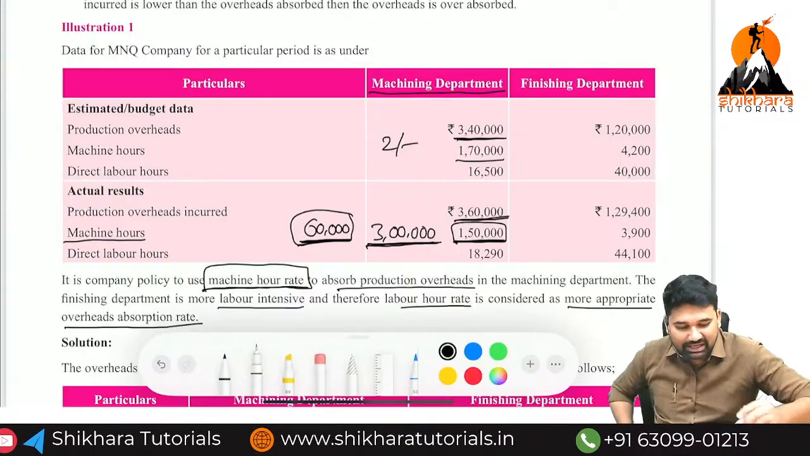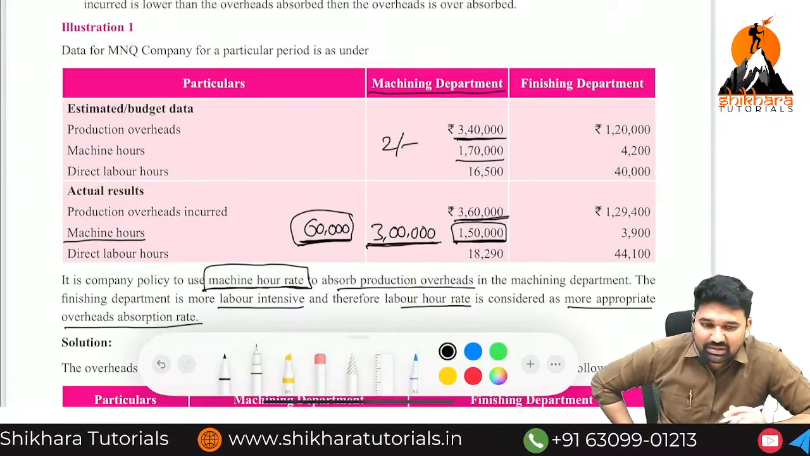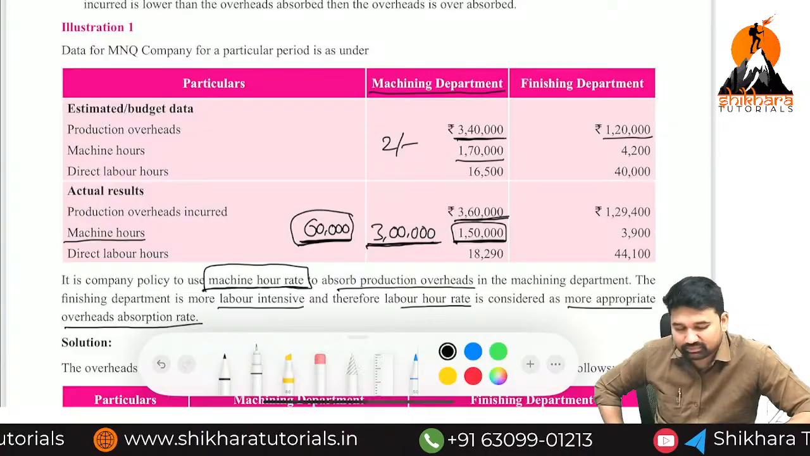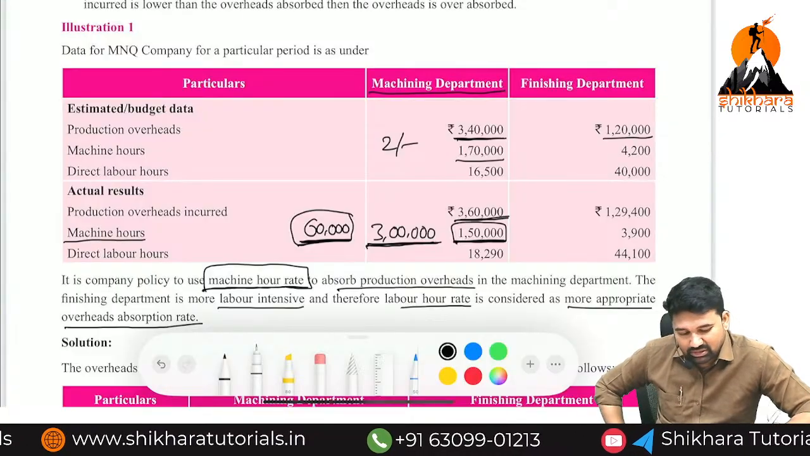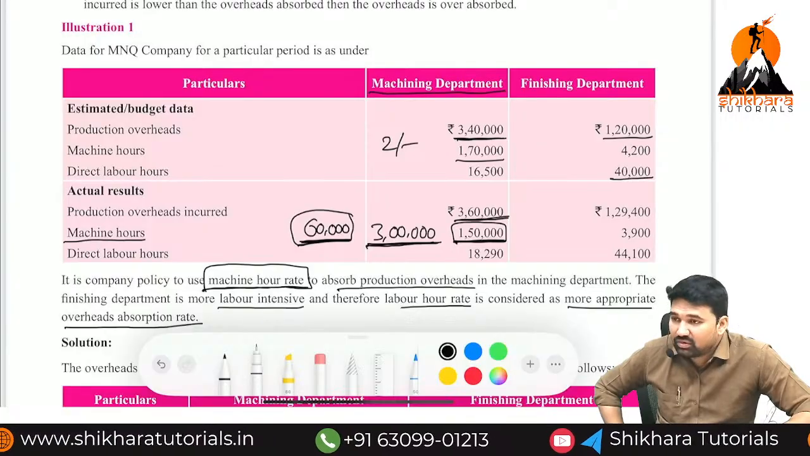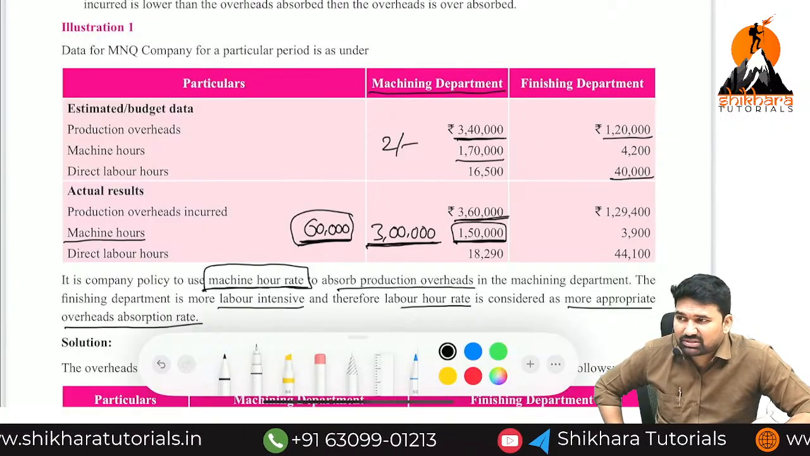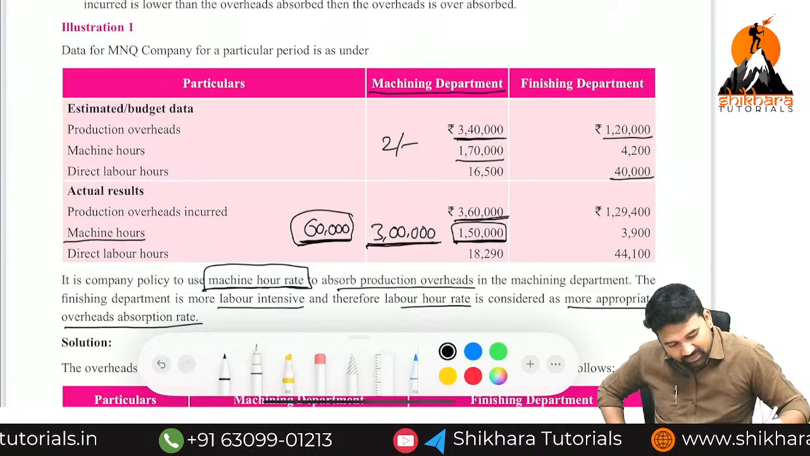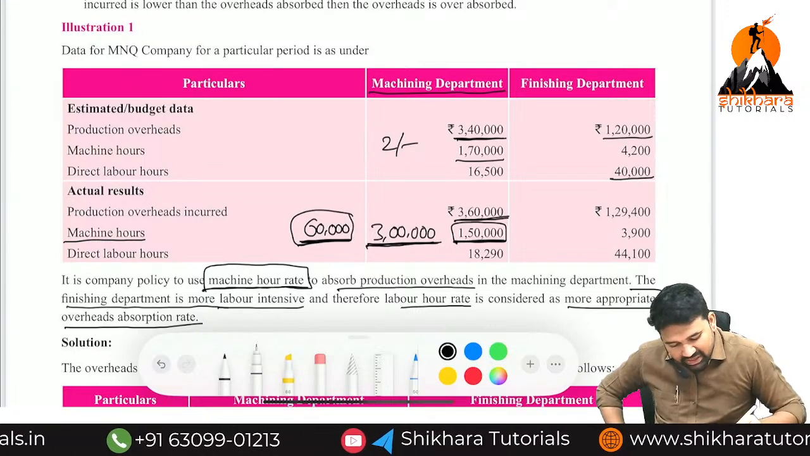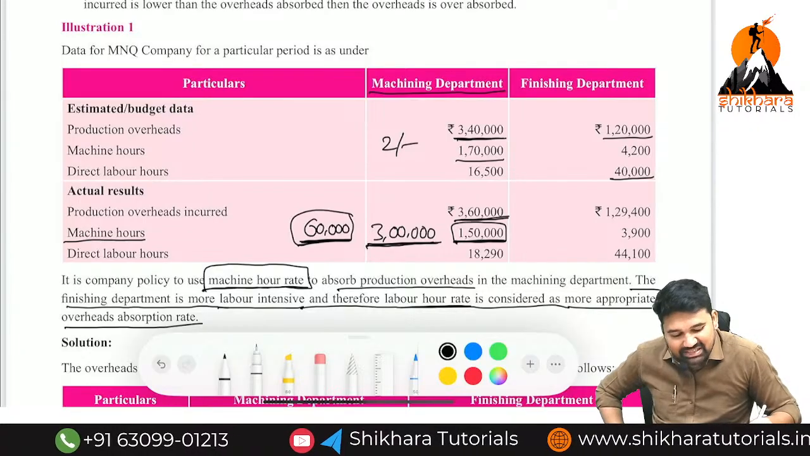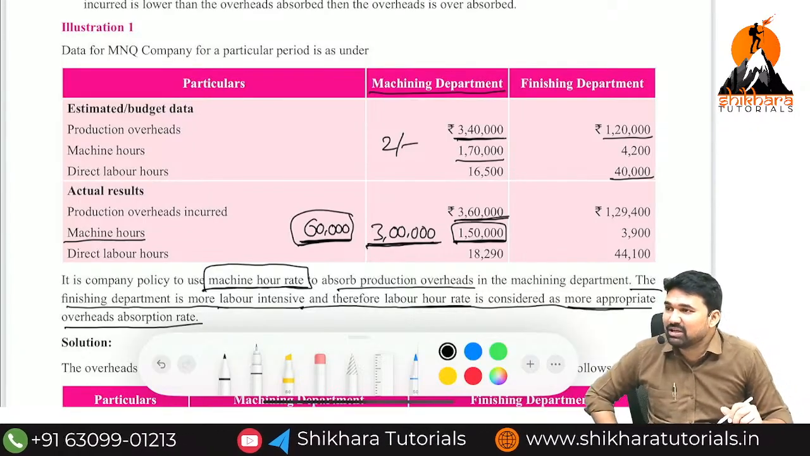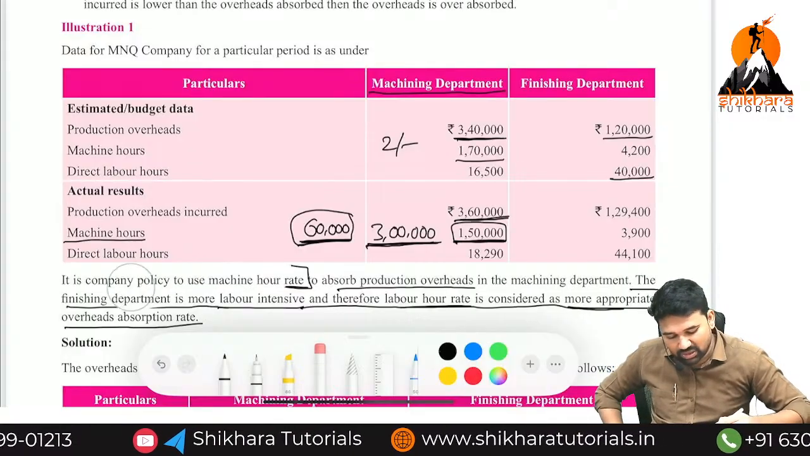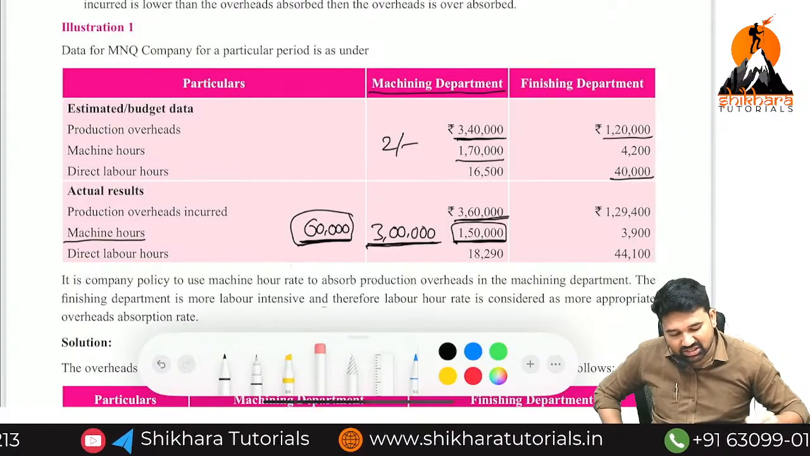We will discuss the second case, the finishing department. Listen carefully. In the finishing department, what is the budget? 1,20,000. So what are the direct labor hours? Do we have to take direct labor hours or machine hours? Direct labor hours. Where is the point written in the question? The finishing department is more labor intensive and therefore labor hour rate is considered more appropriate to charge the production overheads. He clearly wrote it. That is why we have to consider direct labor hours to charge the absorption.